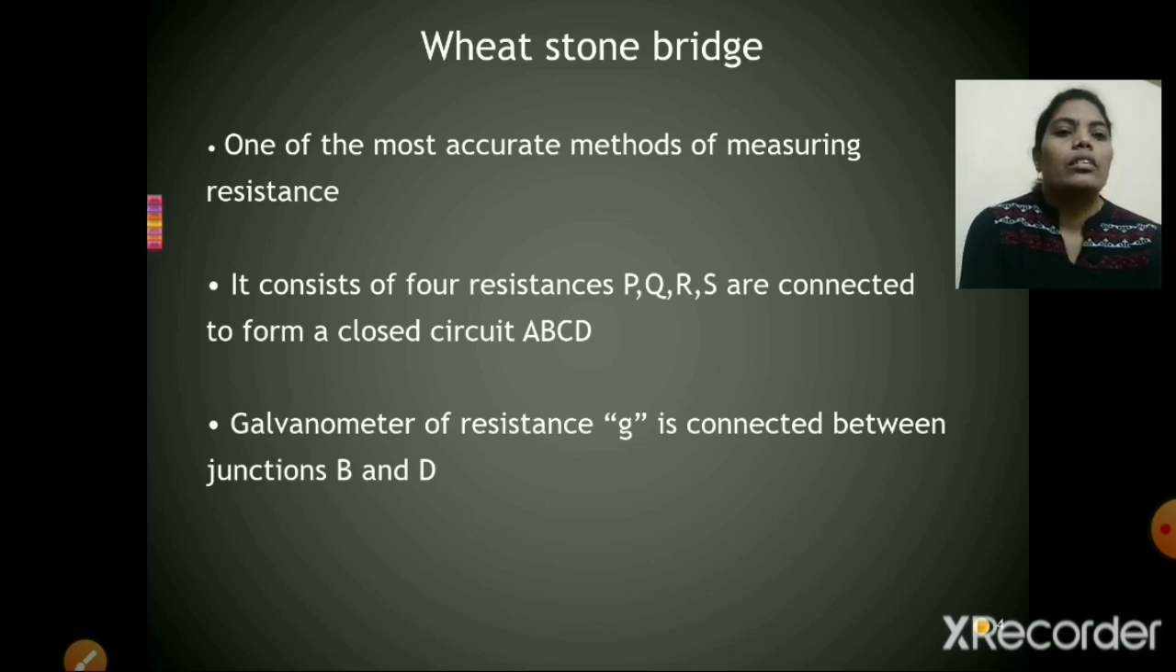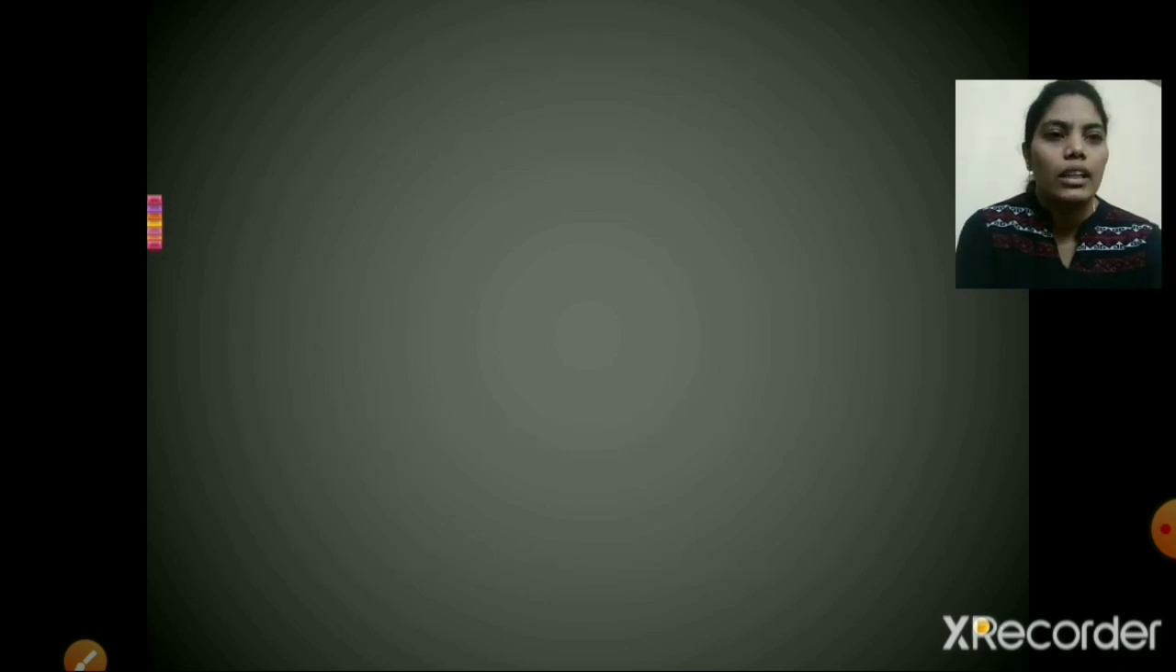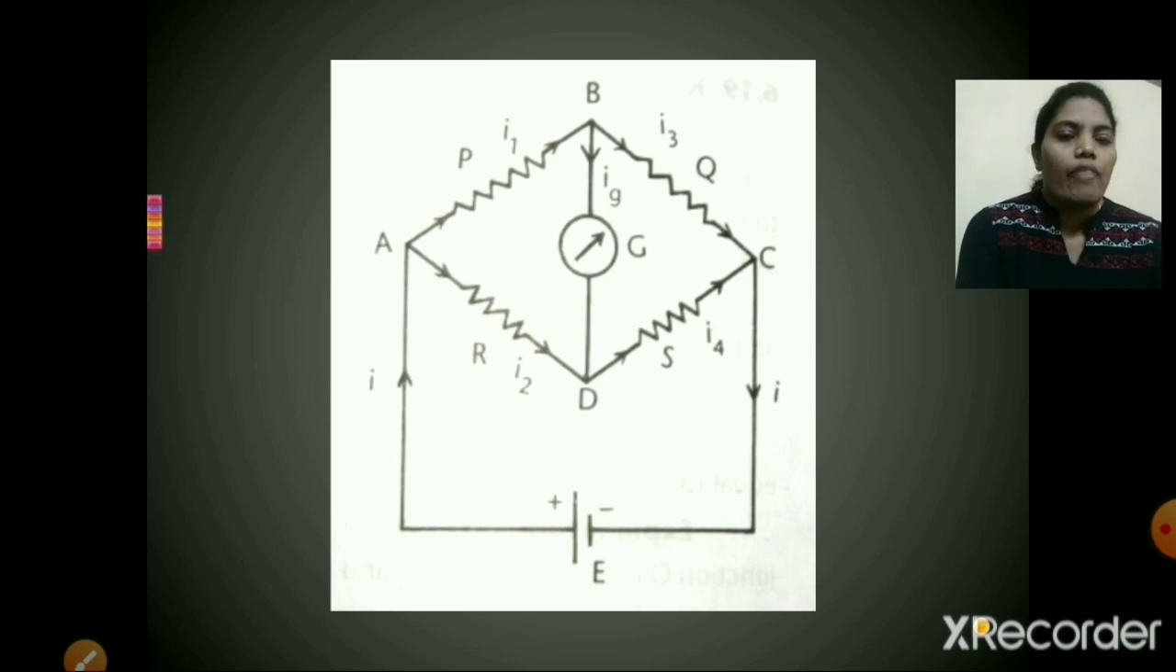Now in this closed circuit, B and D junctions are connected through a galvanometer, and the galvanometer resistance is G, small g, and the other two junctions A and C are connected with a battery of EMF E, indicated by capital E. Now you can see here a very important diagram. If you understand this diagram carefully, it is very easy to derive the balancing condition of Wheatstone bridge.